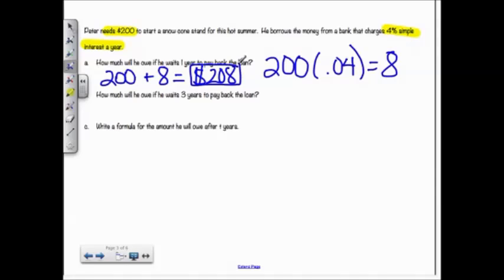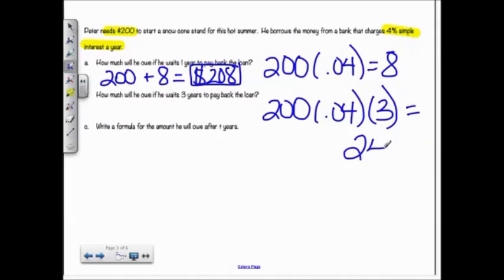Now, in question B, it says, how much will he owe if he waits 3 years to pay back the loan? So this time, I'm going to take 200 and multiply it by 0.04. That's for 1 year. And then I would multiply that by another 3 because every year he owes an additional $8, right? So this would end up being $24. Now, if you think about it, if 1 year he owes $8, the second year he would owe an additional $16, the third year he would owe an additional $24. So altogether he would owe $224.